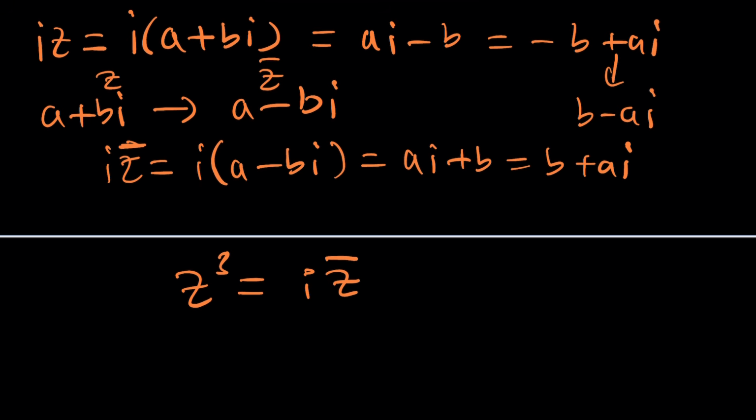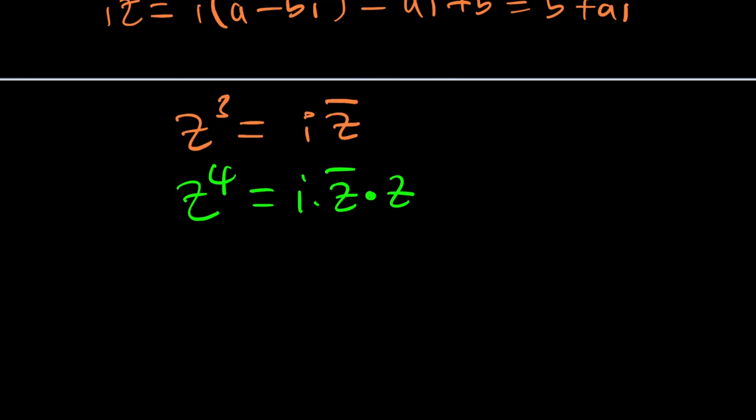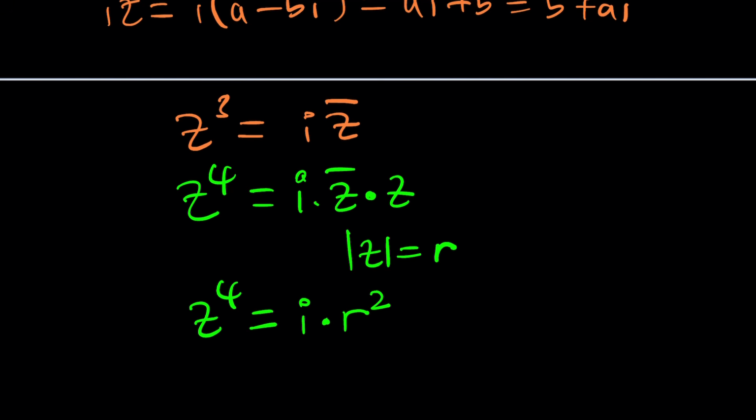Don't you think? Now, obviously, you can go ahead and multiply both sides by z. That gives you z to the fourth power equals i times z bar times z. But you have to remember, z bar times z is the absolute value of z squared. If you set the absolute value equal to r, this gives you z to the fourth equals i times r squared. Interesting, right?